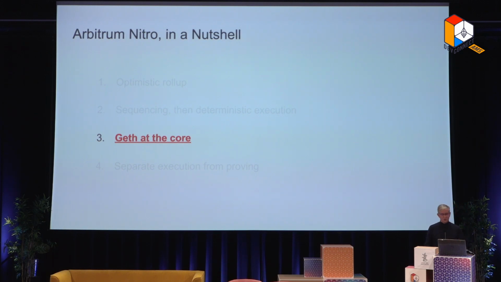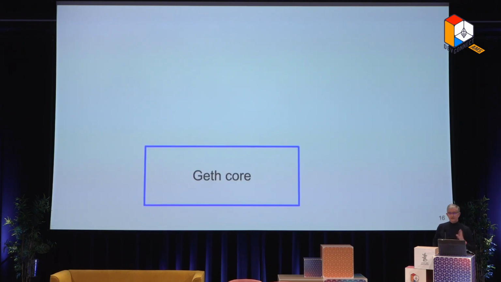This is Geth at the core. And basically, the way that this software stack is built is in 3 layers. At the bottom, we have the core of Geth. Think of the part of Geth that keeps track of the Ethereum state, that emulates the execution of EVM transactions, and sort of that core functionality of Geth. We take that and we use it almost unmodified. We just add a few hooks to it.